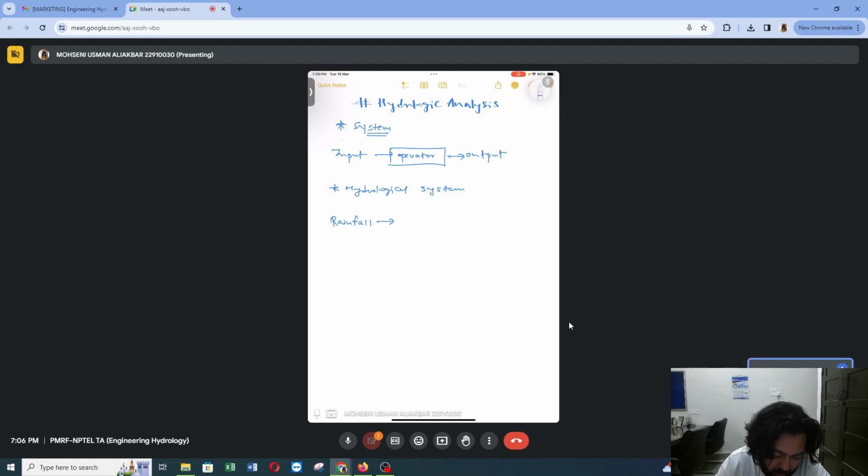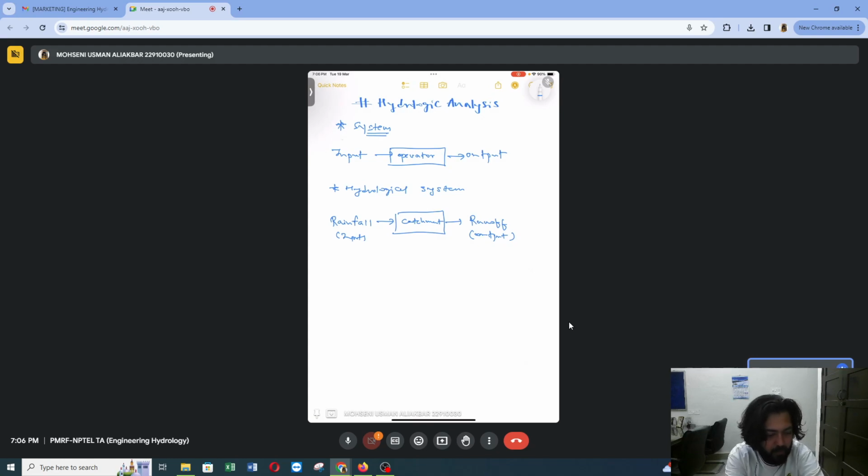So this rainfall is an input to the system. Here the operator would be the catchment or the basin on which the rainfall is occurring, right? And every catchment will have an outlet point, so from that outlet point what we get is runoff. This entire system is called a hydrological system because the input is a hydrological variable, that is rainfall, and the output is also a hydrological variable, which is runoff. This is the basic definition of a hydrological system.